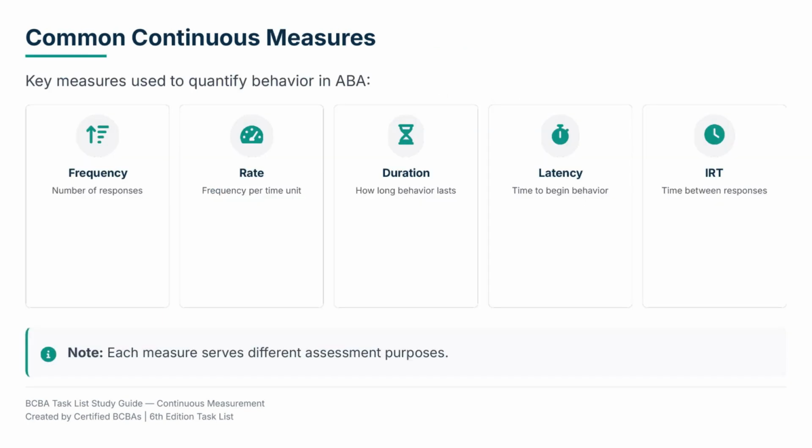In applied behavior analysis, several common measures fall under continuous measurement. These include frequency, the number of times a behavior occurs; rate, frequency divided by time; duration, how long a behavior lasts; latency, the time between a stimulus and the beginning of a response; interresponse time, or IRT, the time between two consecutive responses. Each measure captures a different dimension of behavior, and selecting the correct measure depends on the characteristics of the behavior being studied.